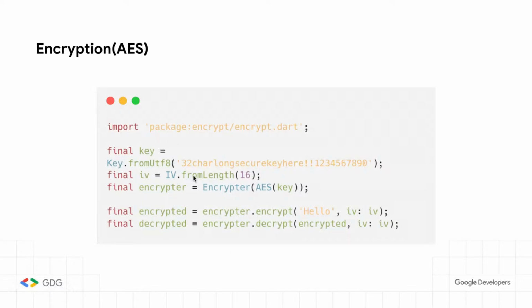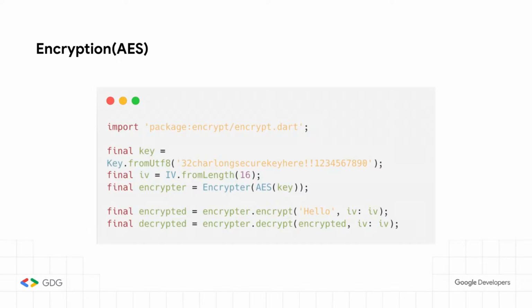So the way I would do it is use the encrypt package, and the from UTF-8 is where I will be entering my secure key. So to encrypt a variable, we are going to need the secure key and the length. Once I have my key and the IV, which is the length that I need to set, I can then encrypt and decrypt my data.